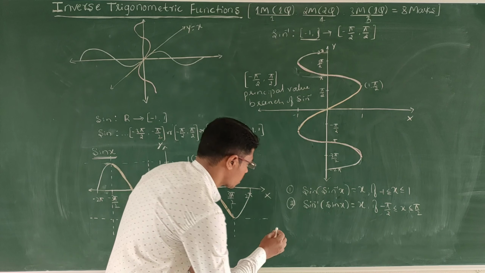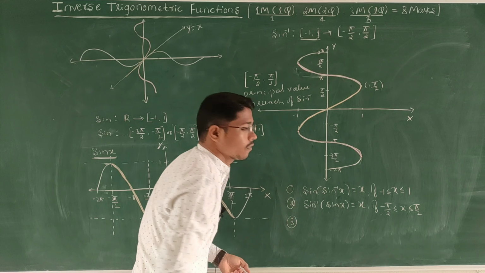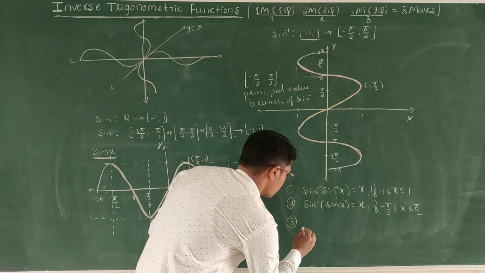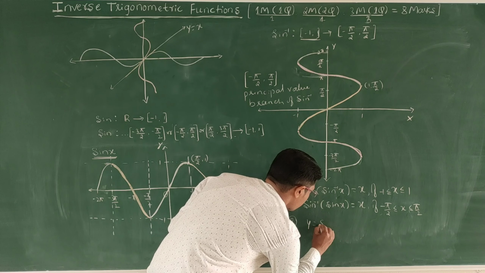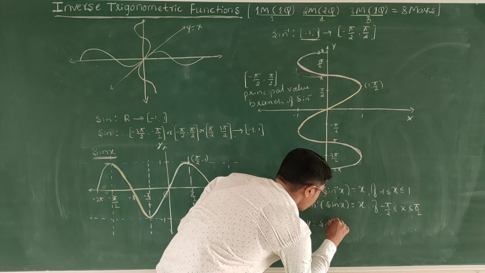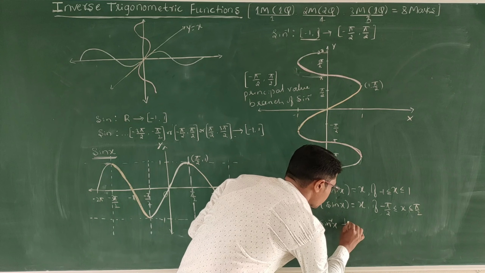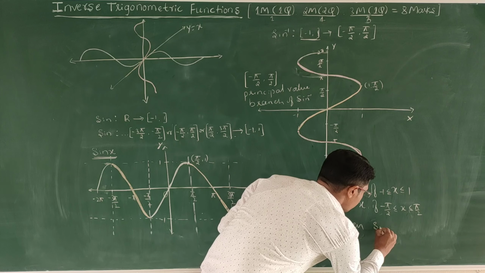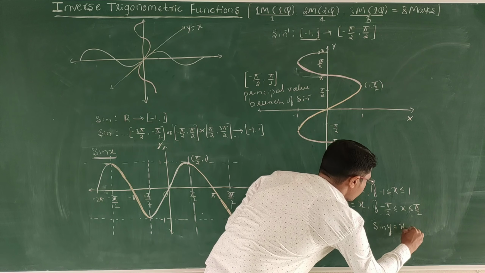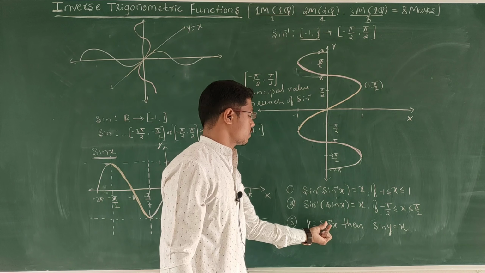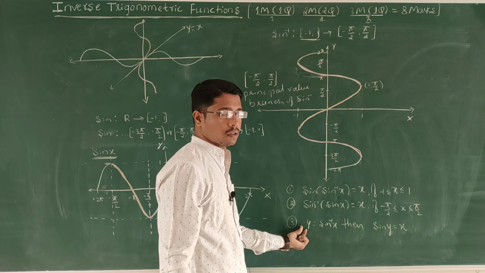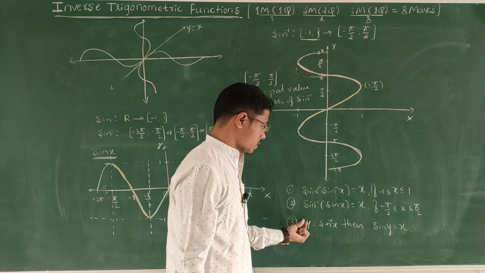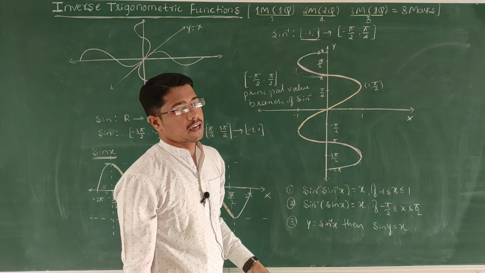And one more, the third note. If y equals sine inverse x, then we can write it as sine y equals x. So sine inverse comes to this side and it becomes sine y equals x.